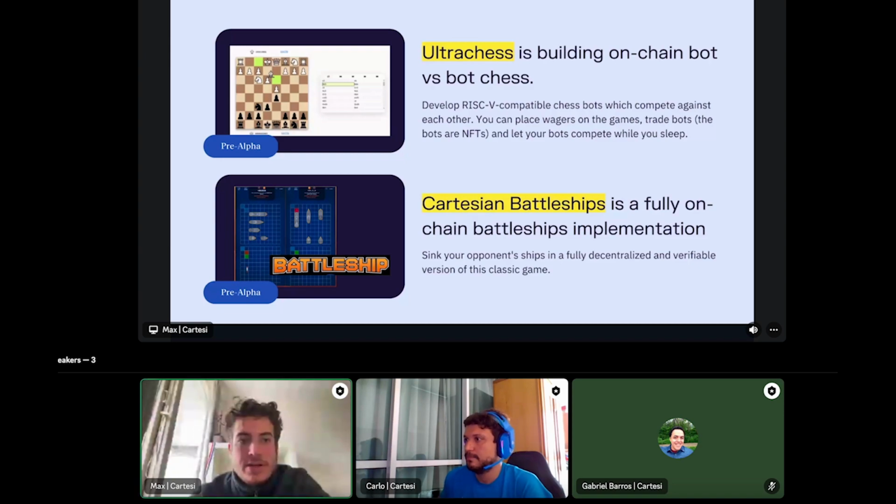Fantastic. Yeah, really excited about both of these games. And I think Ultra Chess not only sheds light on what's possible in terms of on-chain games, but it also falls into this other category that we'll go over a bit later, with machine learning and AI. So it's in between those two categories, and honestly I haven't seen anything like it, and I don't think you can really build anything like that outside of Cartesi, at least not easily, right?